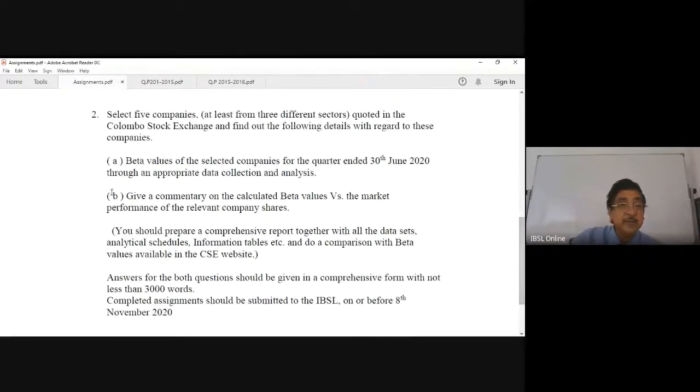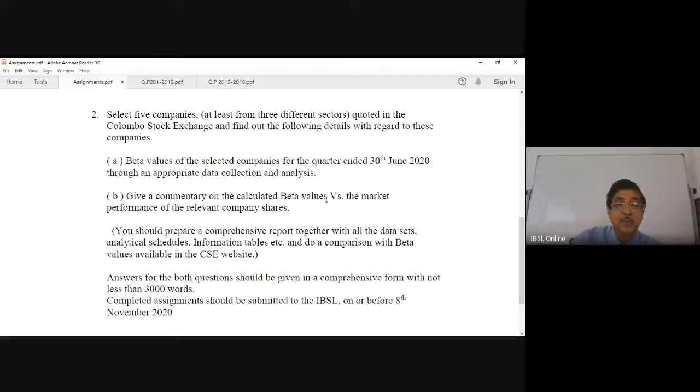Then the first part A is beta values of the selected companies for the quarter ended 30th June 2020 through an appropriate data collection and analysis. Now, the beta values are not to be taken from the stock exchange data. Not the stock exchange beta values. You have to get the data from the stock exchange, and you need to calculate the beta values. So that is what you need to do.